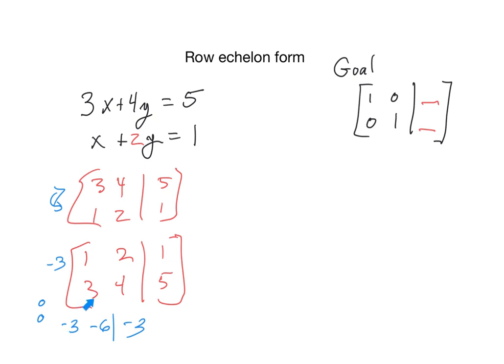And now if I add these two together, that will be my second row. So my first row will still be 1, 2, 1. And then my second row will be -3 plus 3, that's 0. -6 plus 4, that's -2. And -3 plus 5, that's +2.